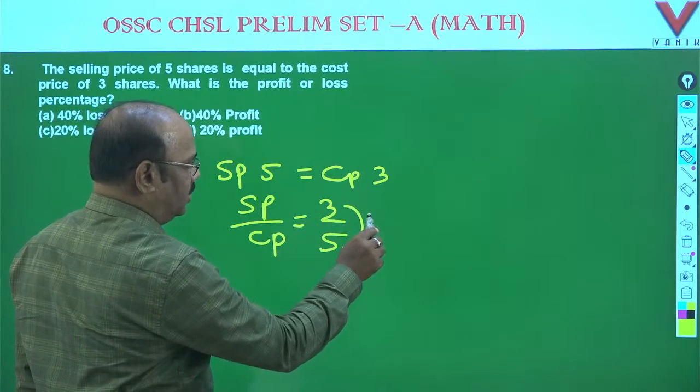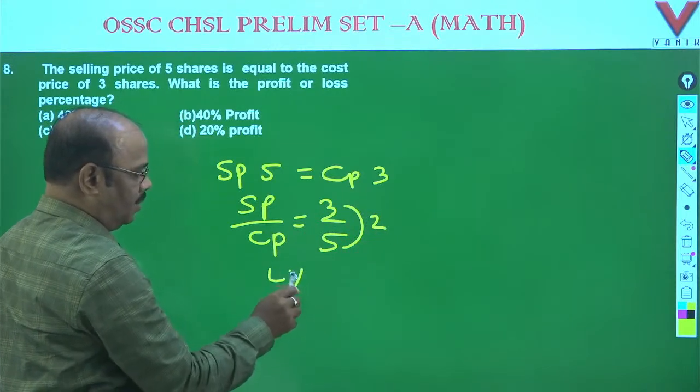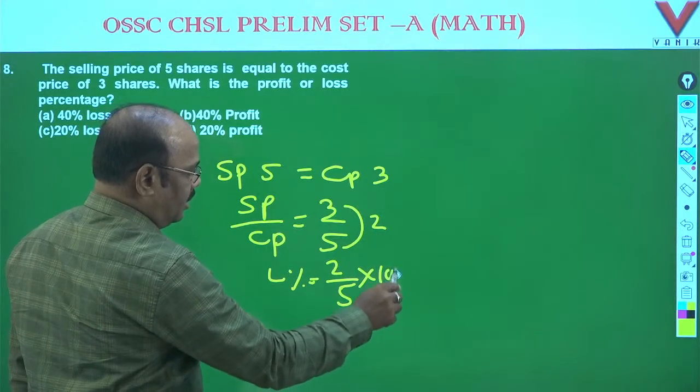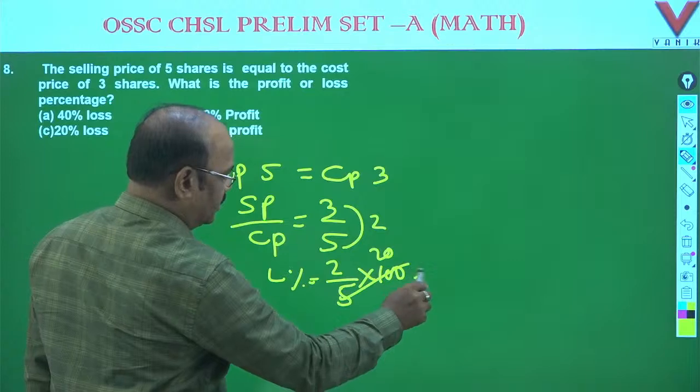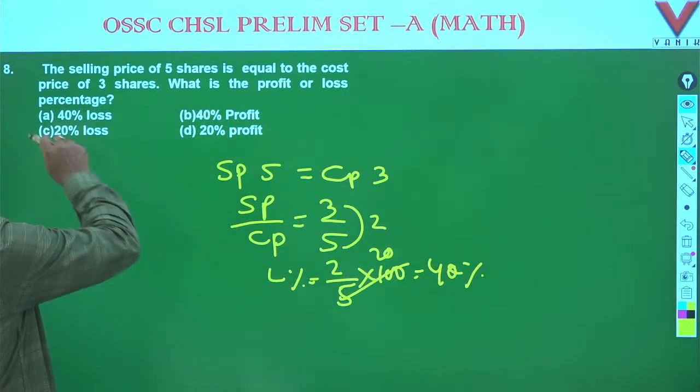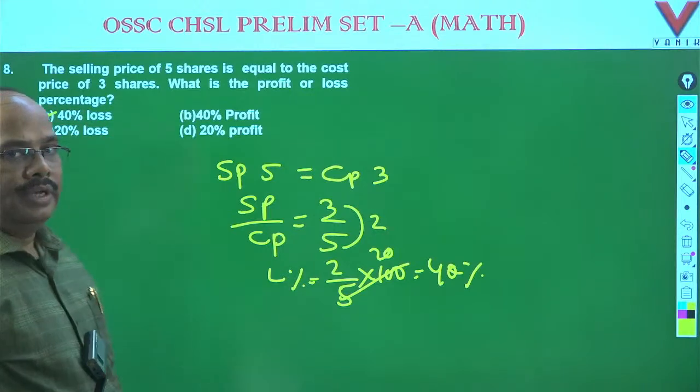The loss amount is 2, and the loss percentage is 2 out of 5 into 100. The answer is coming 40% loss. So the option is 40% loss, the first option. A is the answer.